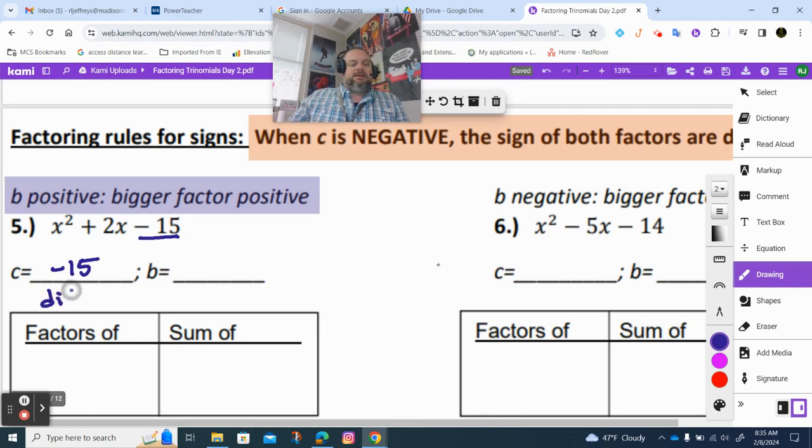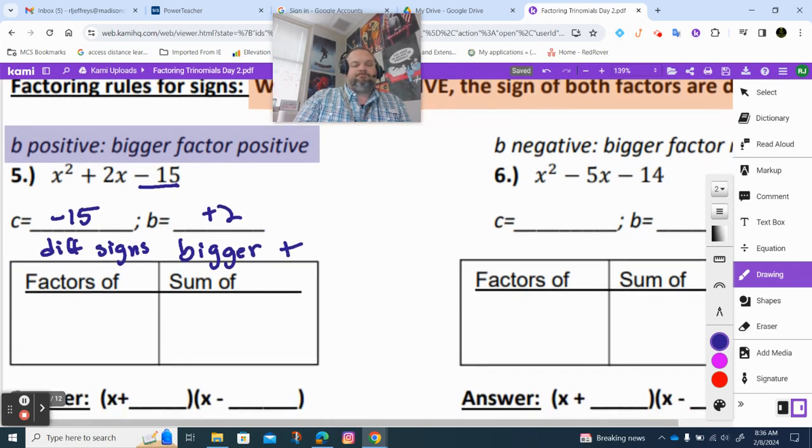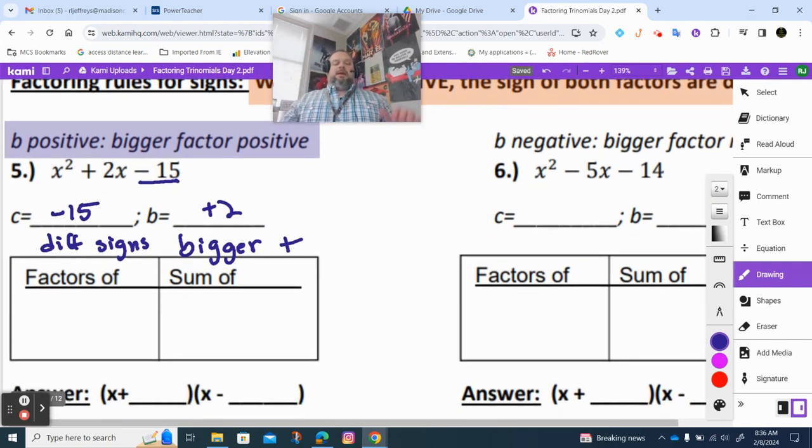See these different signs. Our B is positive, so our bigger factor is positive. All right, now what are some factors of 15? Yeah, 3 and 5. All right, which one of these is bigger, 3 or 5? 5. Okay, so watch how this works.